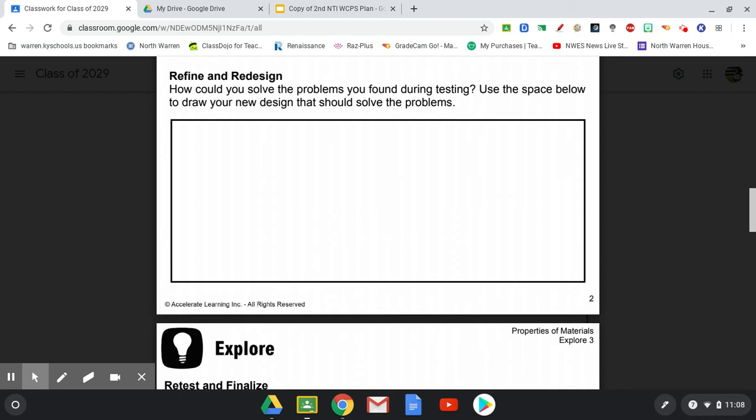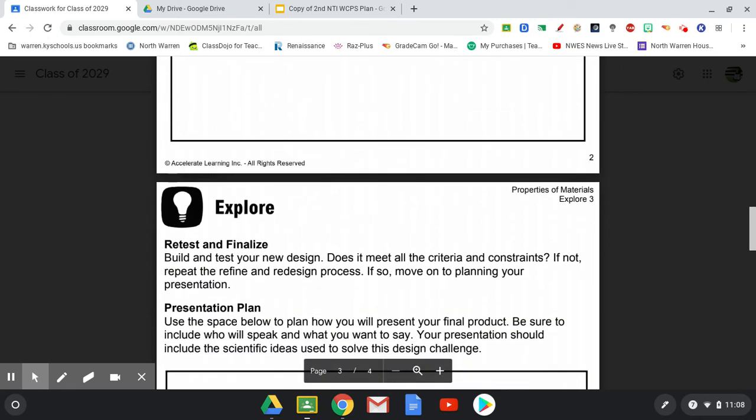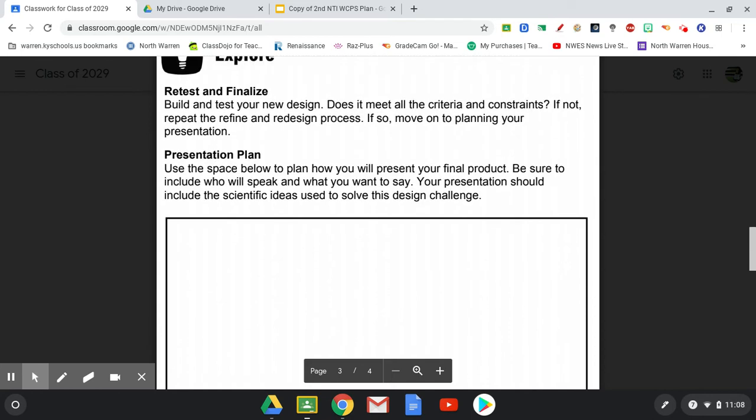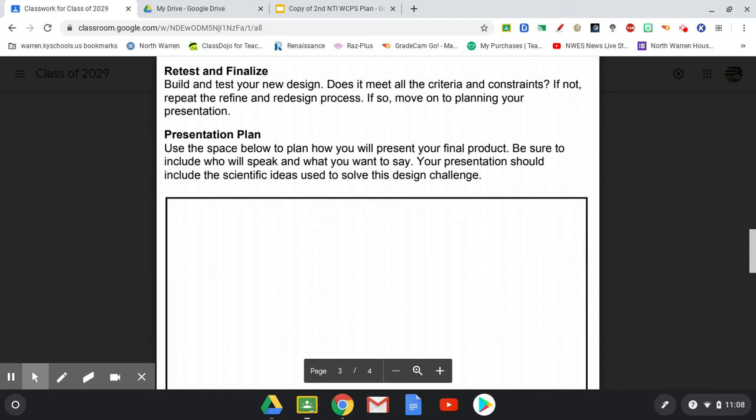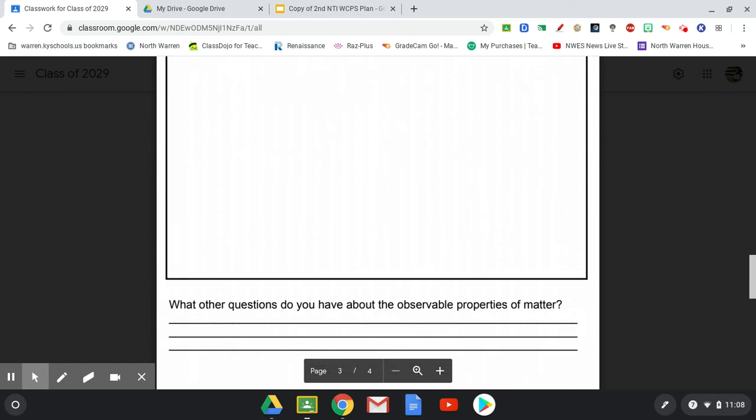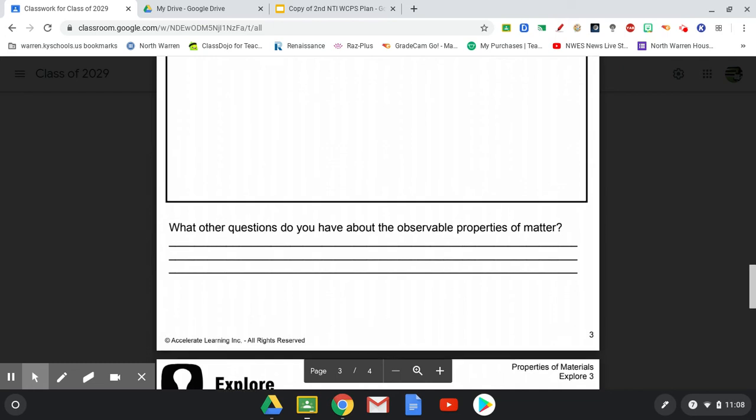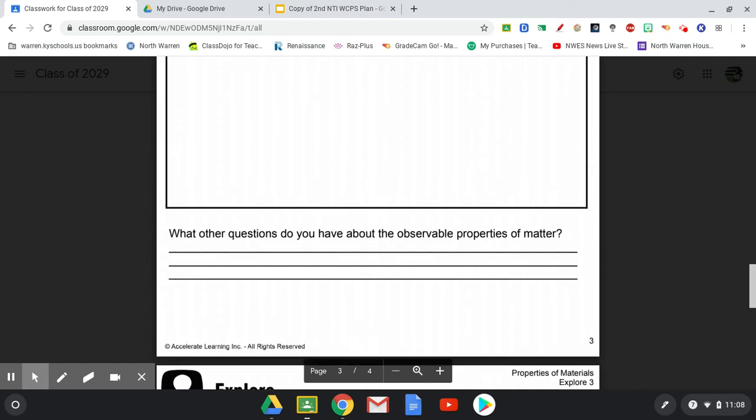Then you're going to refine and redesign. So you're going to figure out how you could solve these problems. Let's say your problem is your monster doesn't stand up on its own. Can you build something that's going to hold it up? Can you fix something? And so you're going to draw your new design that's going to fix the problem. And then the last thing you're going to do is retest your model. You're going to make sure it meets all the criteria and finalize your plan. You're going to be drawing a picture of your final design.